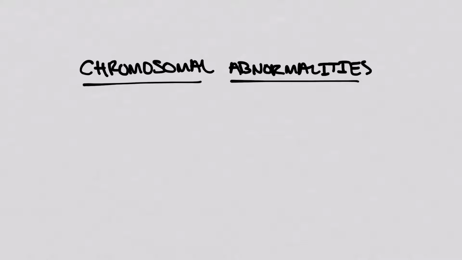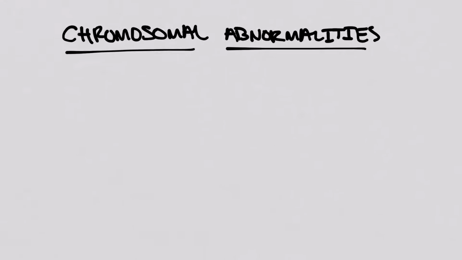Okay, so today's screencast is on chromosomal abnormalities. In last week's screencast, we talked about an example of a chromosomal abnormality. We talked about trisomy, specifically trisomy 21, which is when a person has 3 copies of chromosome 21, and as a result, they have the genotype of trisomy 21 and the phenotype of Down syndrome.